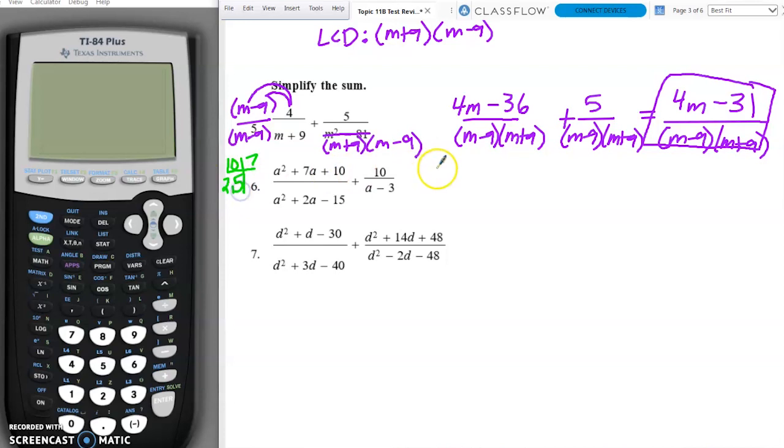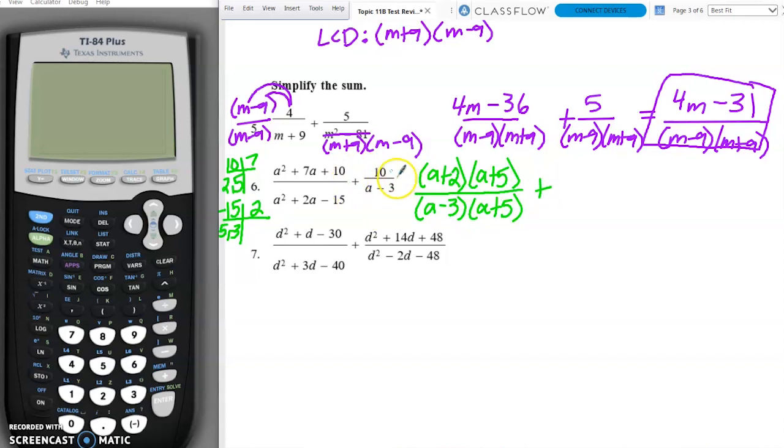So factors of 10 that equal 7, that's going to be 2 and 5. So I'm going to go ahead and rewrite this as a plus 2 and a plus 5 over, and we're going to do the same thing with this one. We're factoring negative 15 for a sum of 2, and that's going to be a positive 5 and a negative 3. So we're going to say a minus 3, a plus 5, plus, and this, we can't factor him at all. There's nothing to do there, so we'll just rewrite it as 10 over a minus 3.